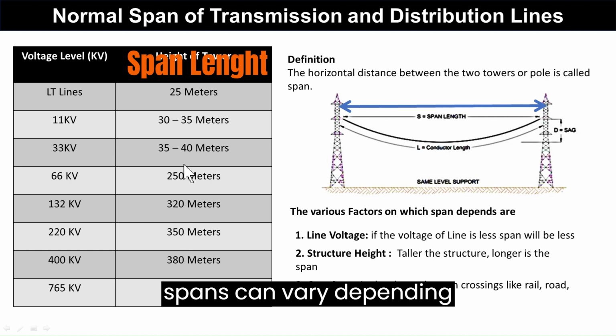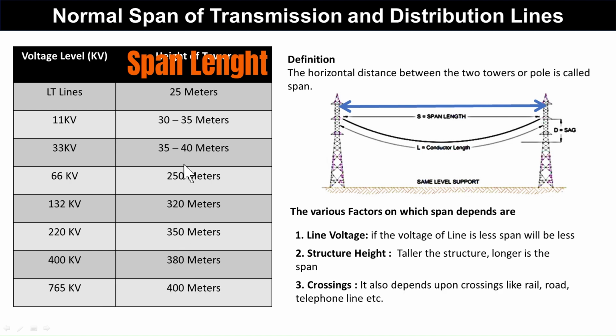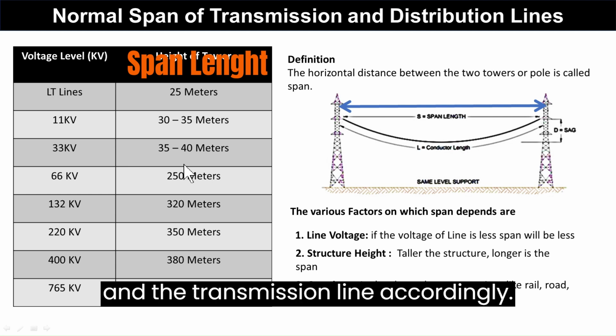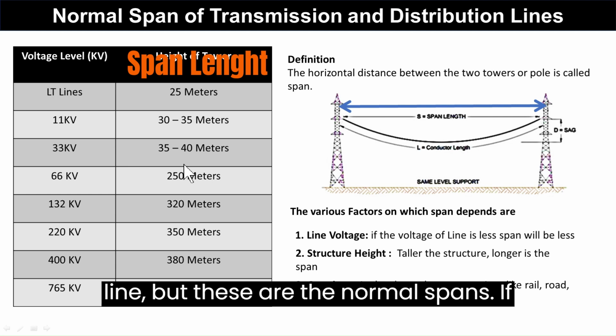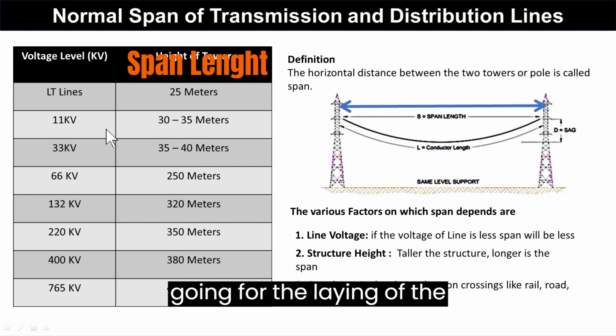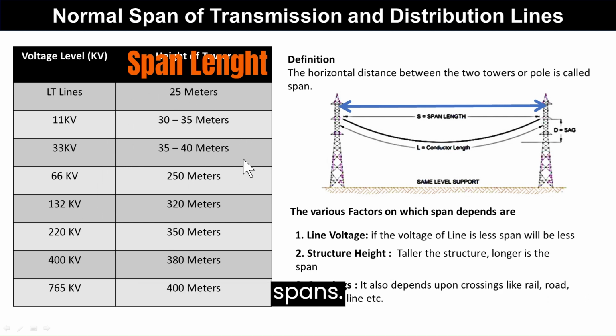These normal spans can vary depending upon your conditions. You have to keep the proper clearance between the ground and the transmission line. Accordingly, you can select the span of the line. But these are the normal spans. If you have a normal plan and you are going for the laying of the transmission line, these are the normal spans.